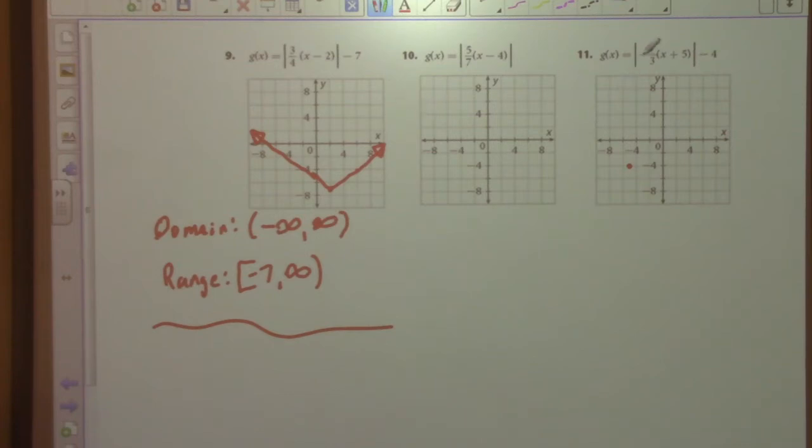Why does it become positive here if we rewrite this? Because it's in the absolute value. So this one is really going to be 7/3 times x plus 5, minus 4. If a positive 5 is in there, it would turn to a negative. The 7/3 would stay the same, but the thing that multiplies by x.